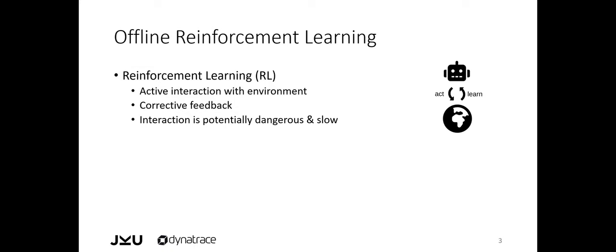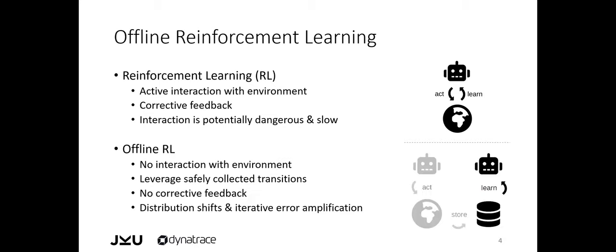We all know in reinforcement learning, we have an agent represented by a policy interacting with the environment. And we usually use these sample interactions to further improve the policy. The good thing about this setting is that we have corrective feedback, and if the policy learns something bad, we can hope to recover from that. But interaction with the environment is potentially dangerous if you think of settings like pricing or healthcare. And it is also usually slow if you don't have a high throughput simulator.